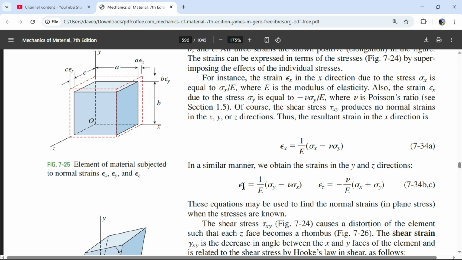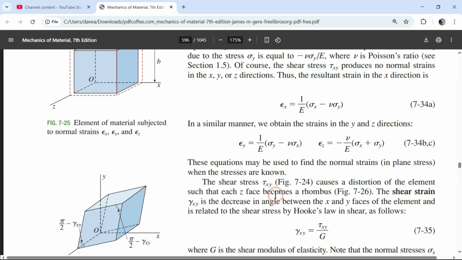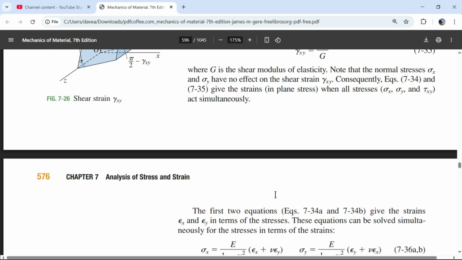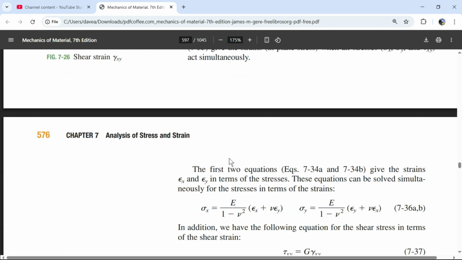So this next part must be like, cool, I can find the strain in the y direction solely from the stress in the y. Isn't that right? I don't know. Let's see what it's actually wanting to do. So the first two equations give the strains in the x and y in terms of the stresses. These equations can be solved simultaneously for the stresses. Oh, yeah, so you can solve for the stresses in terms of the strains.